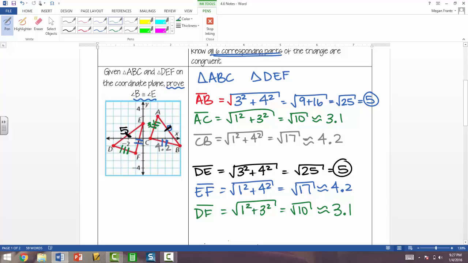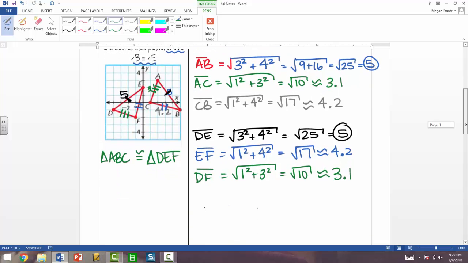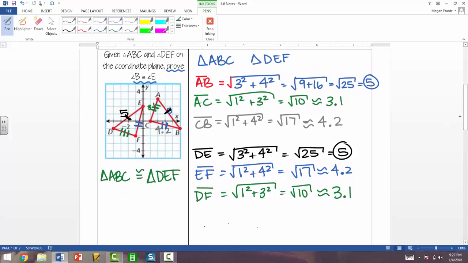So based on all of this information that we just found, I know that triangle ABC has to be exactly the same size. Now we've got to go in order. So A to B to C was 1, 2, 3 letters. So I've got to start at D and go E, F. So it's triangle DEF.